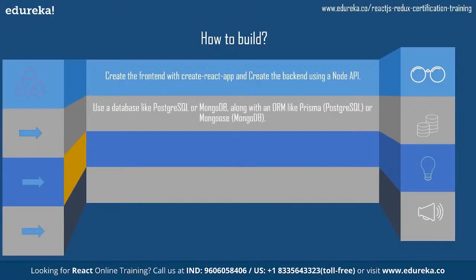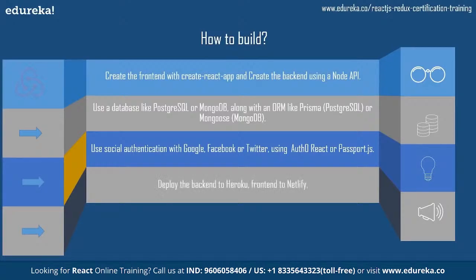Then we can use a database like PostgreSQL or MongoDB along with an ORM like Prisma for PostgreSQL or Mongoose for MongoDB. Then we can use social authentication with Google, Facebook, or Twitter using Auth0, React, or Passport.js. Then finally, we can deploy the backend to Heroku and frontend to Netlify.